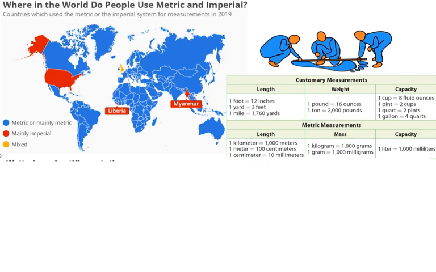So you see the red spots on the map. These are the only countries that don't use the metric system, and so we're one of them. And I think the United States is trying to move away from the imperial system to the metric system. Okay, let's look at some more questions here that we have to check.